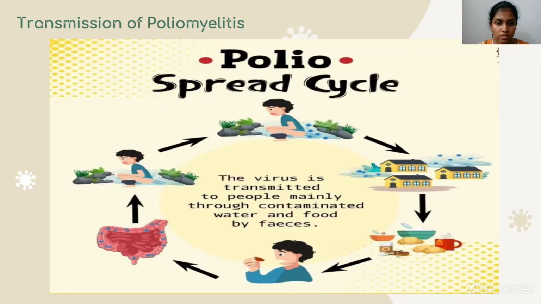The second way is through droplet infection. This is rare and it happens when there is close contact with an infected person. It occurs in the acute phase of the disease when the virus is in the throat of the person who is infected.